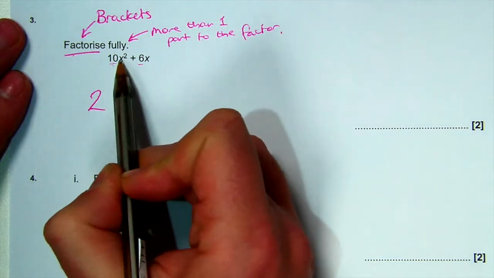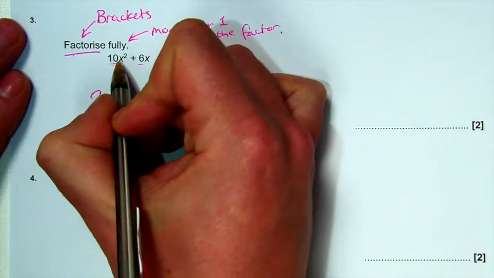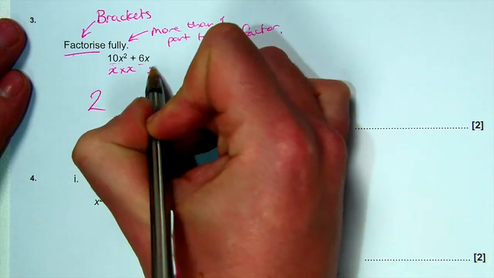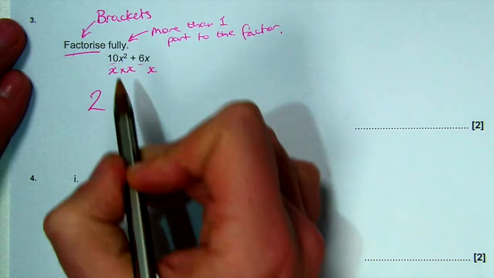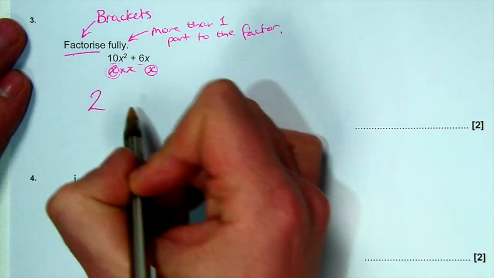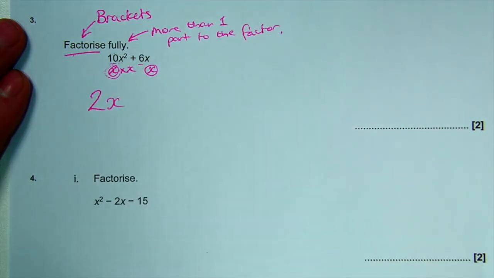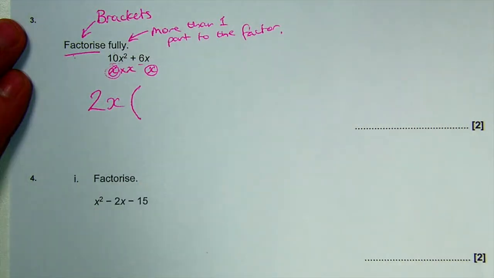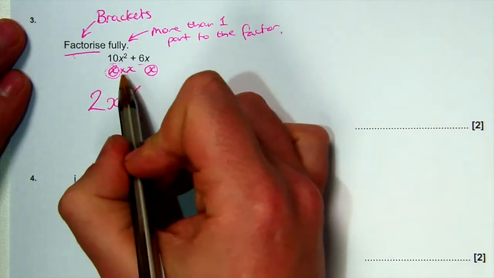So then we look at the letters. We've got x squared and x. Remembering that x squared is x times x, and on the 6x I've just got an x. So there's an x here and an x here, so we take x out as part of the factor. Well, our first word was factorise, so that tells me there's brackets, so I can now open a bracket and see what's left.